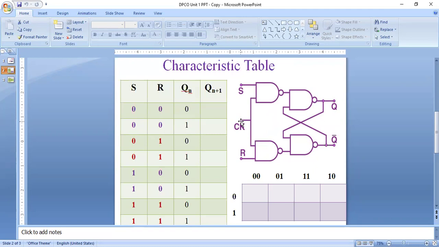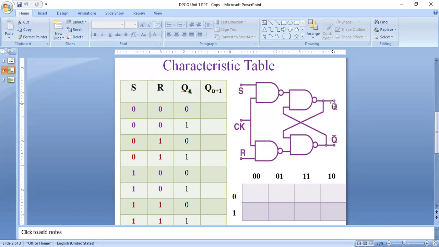Before moving to the characteristic function and working, since we have 2 inputs, S and R, similarly we have 2 outputs, one called Q and another called Q bar. The main characteristic, the main function of the flip-flop, is that these two outputs should be complementary to each other.